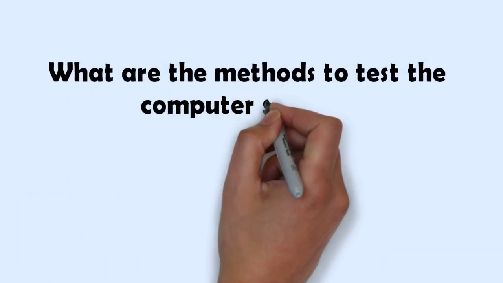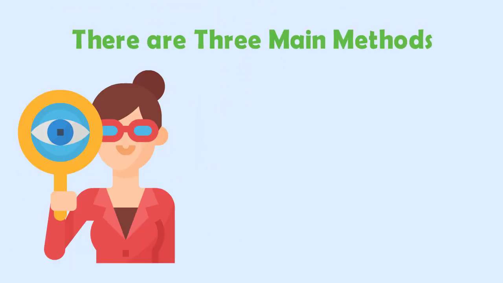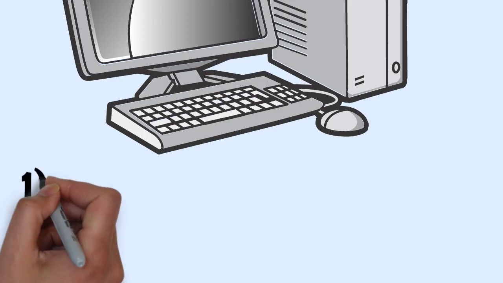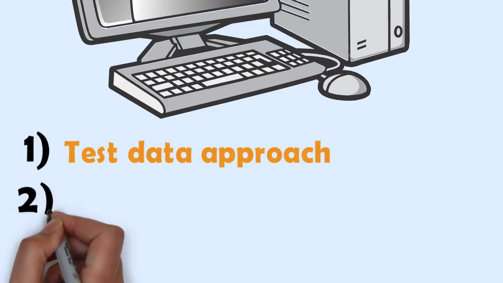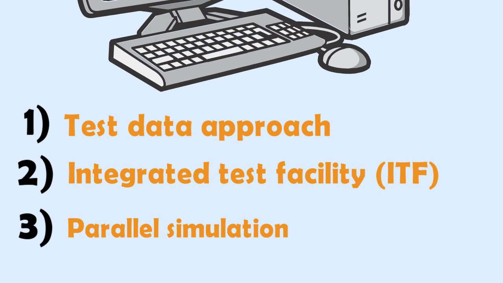What are the methods to test the computer system? There are three main methods that the internal auditor can use to test that the computer system accurately processes data. Number one, test data approach. Number two, integrated test facility. And number three, parallel simulation.